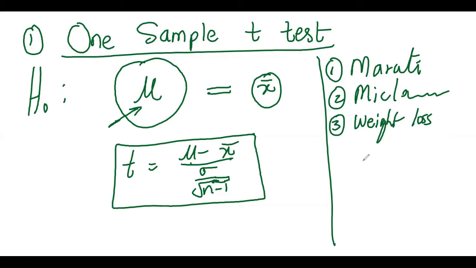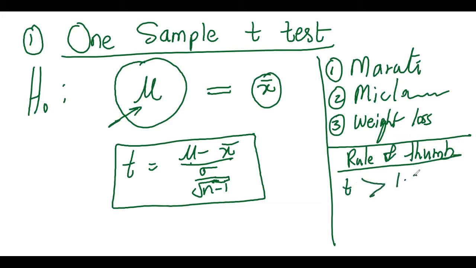So what we are doing is picking a sample from the population, and we are comparing whether the sample mean is equal to the population mean or not. And in all the t-tests, the rule of thumb is that if your t value is greater than 1.96 and the probability value is less than 0.05, it means you can reject the null hypothesis. So the null hypothesis will be rejected in this case.